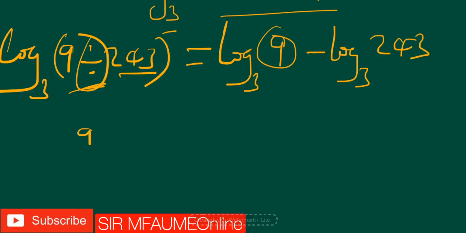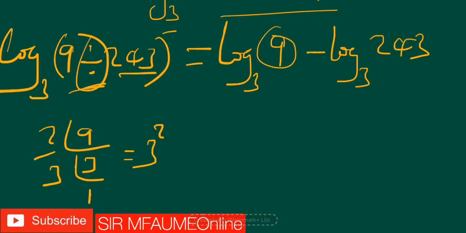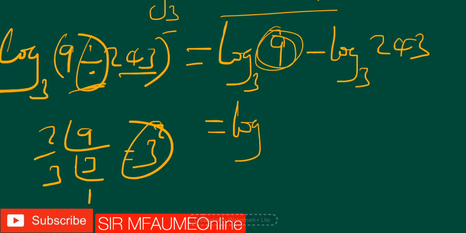This 9, when we classify by using the prime factors, we can divide this one by 3, we will find 3. Also divide this by 3, we will find 1. So this 9 will be equal to 3 exponent 2. So instead of writing this 9, you can write 3 exponent 2. Now I can write this as log base 3 of 3 exponent 2, then minus. How about this one?